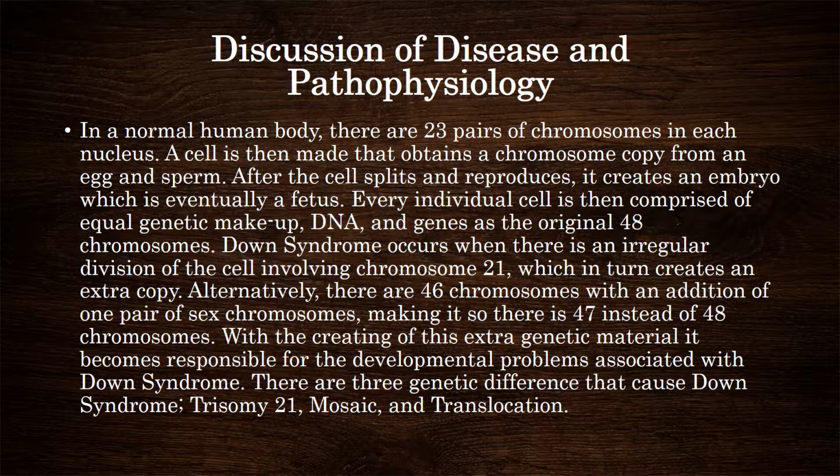Translocation results in about 4% of all cases of Down syndrome. With this type, it encompasses the normal 46 chromosomes. Nevertheless, a portion of chromosome 21 attaches to another chromosome, in most cases chromosome 14. The occurrence of this additional complete or incomplete chromosome 21 causes the features of Down syndrome.